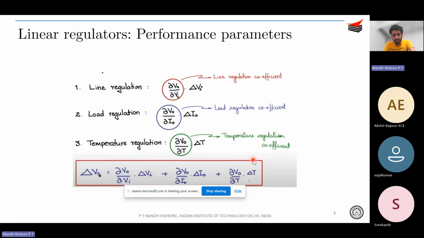Right. Based on the regulation mechanisms, you also understood how to evaluate different regulators. You will also see a problem on this.